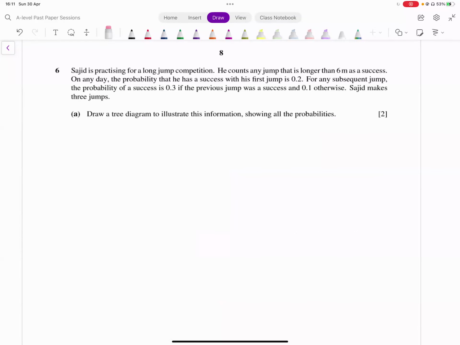Let's look at this. Question number 6. Sajid is practicing for a long jump competition. He counts any jump that is longer than 6 meters as a success. Okay, longer than 6 meters is a success. The probability that he has a success for his first jump is 0.2.